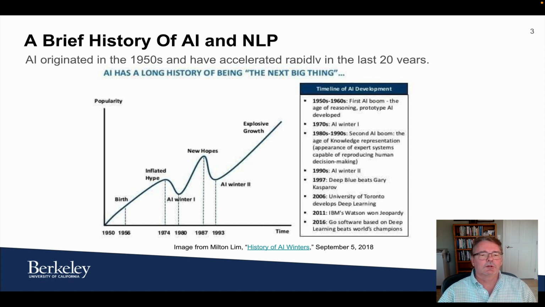NLP is concerned with the interaction between computers and human language, and it includes tasks such as machine translation, text summarization, and answering questions. The history of AI can be traced back to the early days of computer science when researchers began to explore the possibility of creating machines that could think like humans. One of the earliest pioneers in the field was Alan Turing, who developed the Turing test in 1950 as a way to measure a machine's ability to exhibit intelligent behavior.